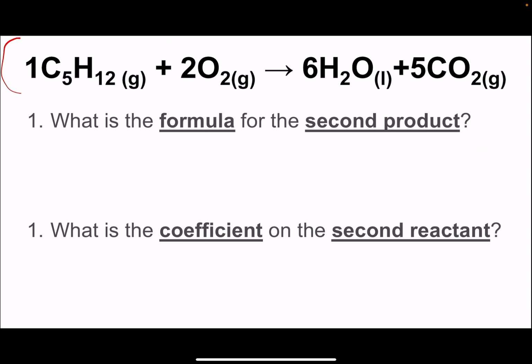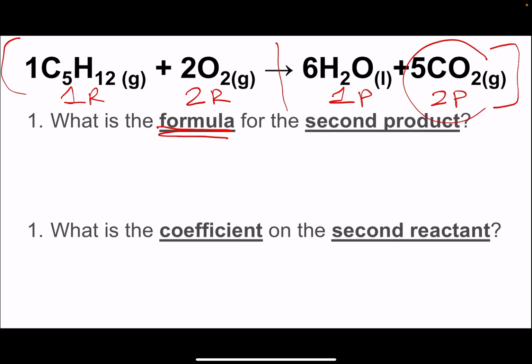Now, using the equation up top, we're going to say, what is the formula for the second product? So we have our first reactant, our second reactant, our first product, and our second product. We know that because our yield separates our reactants from our products. So I'm going to circle my second product, and when we're talking about formula, we're talking about the chemical formula, so we'll see that it's CO2.